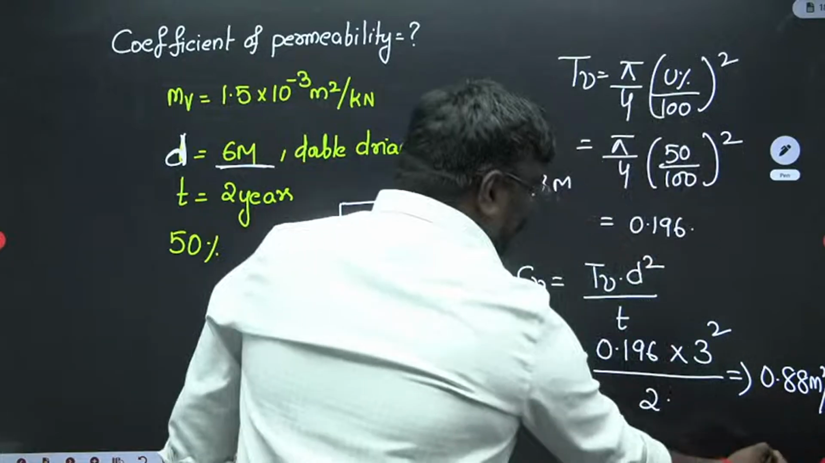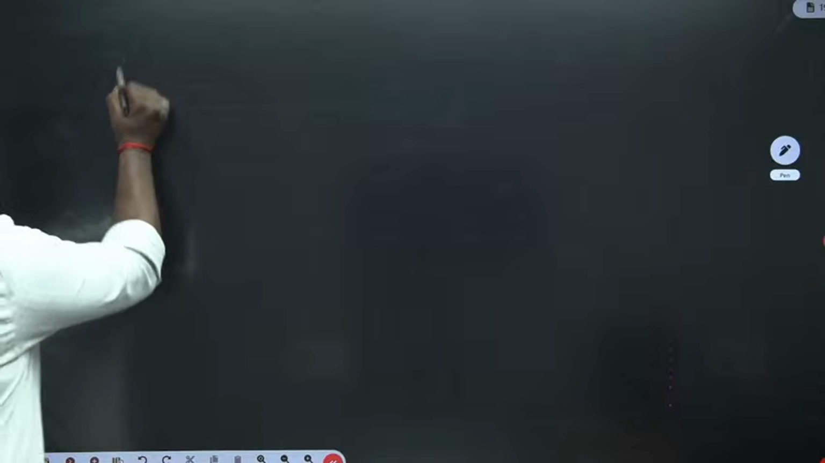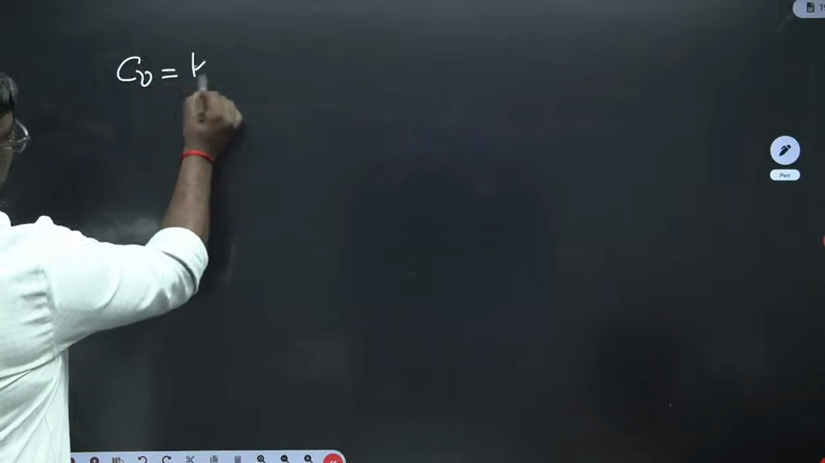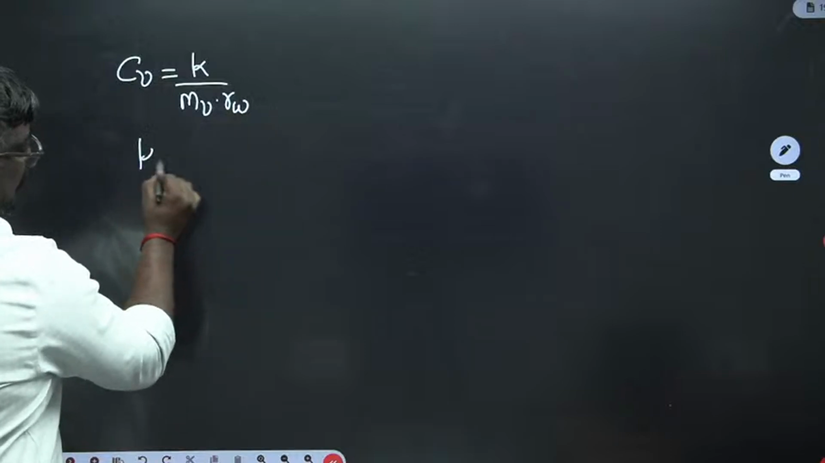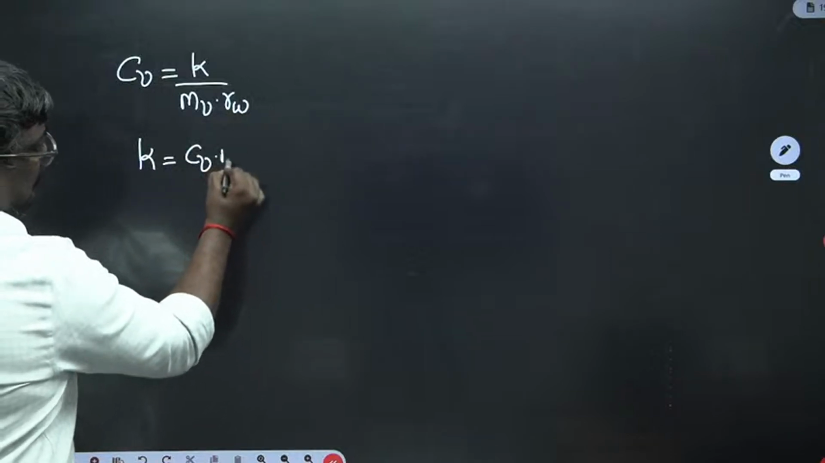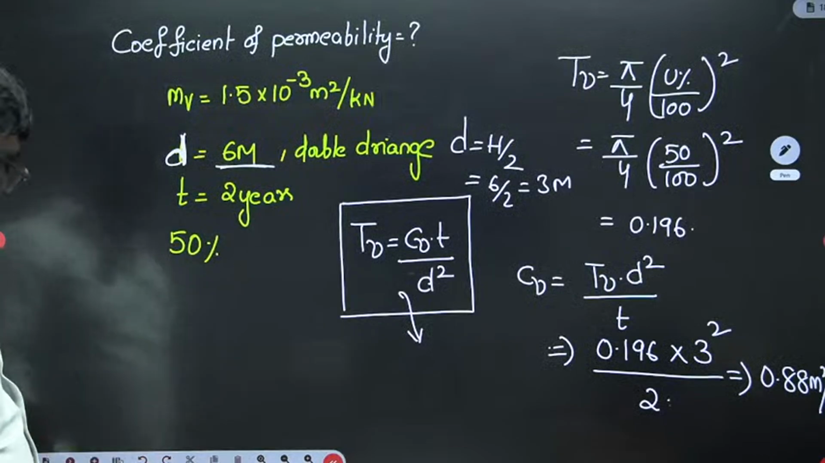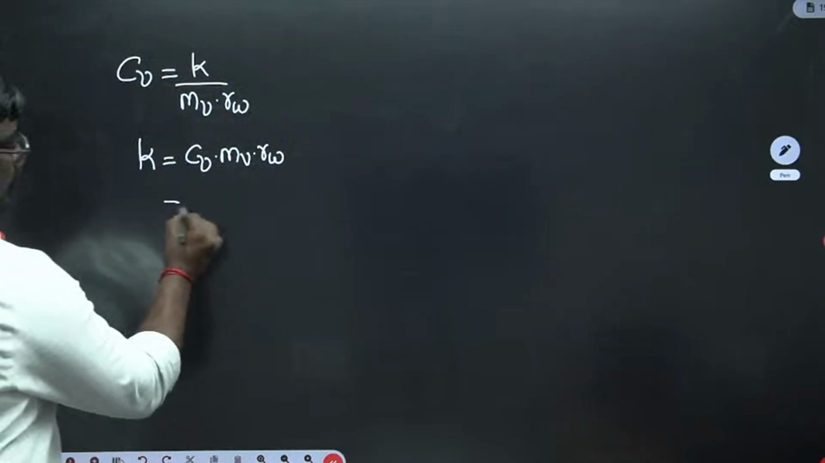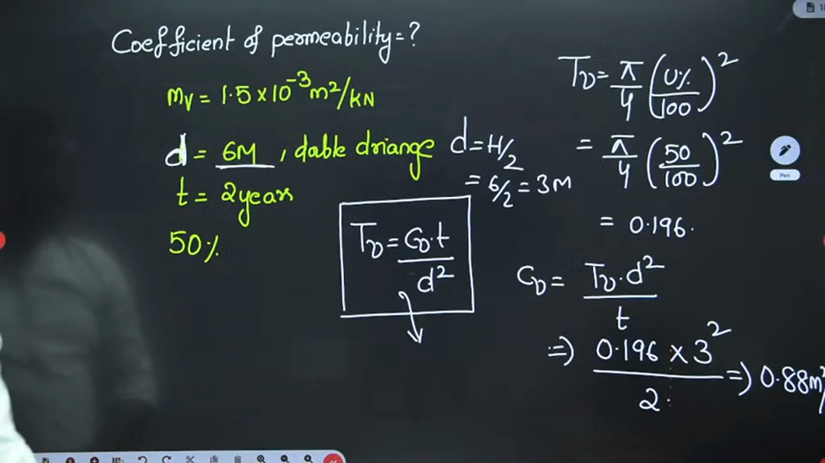Are you following, students? Cv is equal to what, sir? 0.88 meter square per year. Now, my dear students, Cv is equal to what, sir? K upon mv into gamma w. So coefficient of permeability is equal to Cv into mv into gamma w. So what is Cv, sir? Cv is equal to 0.88. And what is mv?